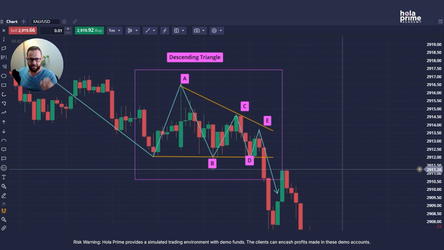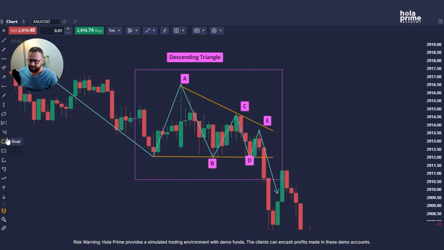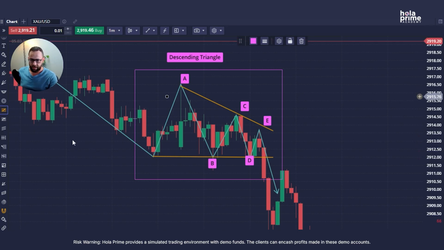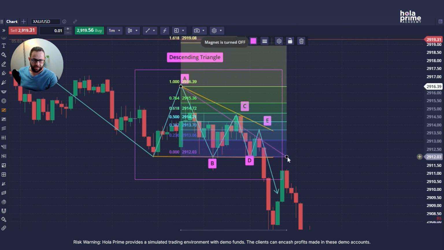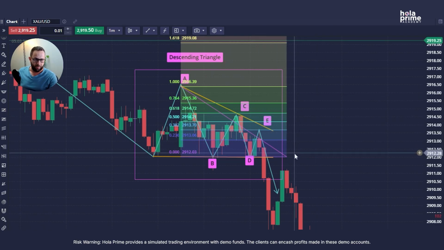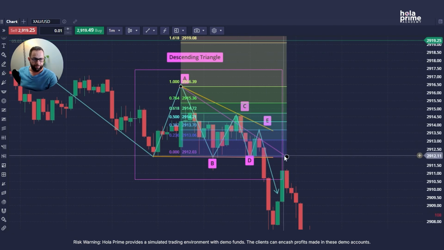Typically, the ends of these internal waves find support or resistance at Fibonacci levels. So we can do the same here. It will be the same for the ascending triangle. But if you were to go grab your Fibonacci retracement tool, you'll typically find, in this case with a descending triangle, a horizontal lower level. If you were to draw between the A and the B waves, you'll typically find that your C wave will end at a 50% or 61.8%, in some cases a 61.8% retracement.